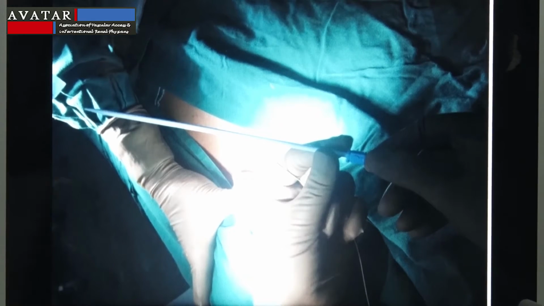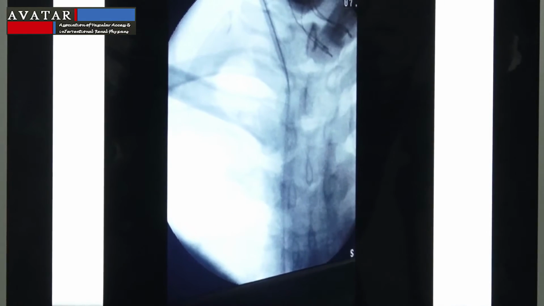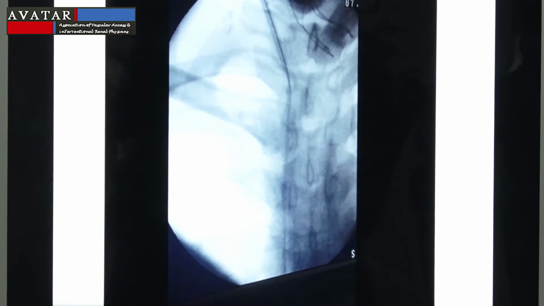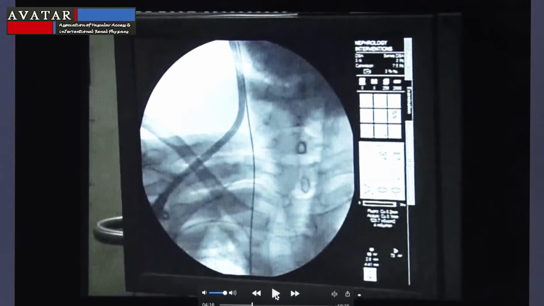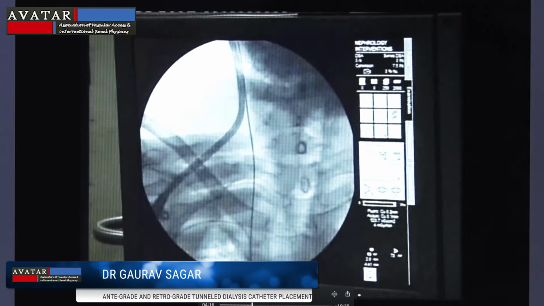Then the serial dilators are used and the dilatation process is done. It's important that the dilatation is always done under fluoroscopy. There are many centers who are doing tunnel dialysis catheters without fluoro, but generally this is not recommended. My teachers used to tell me that this is the step which is most important because most of the complications happen at this time. So all dilatations have to be under fluoroscopic guidance.